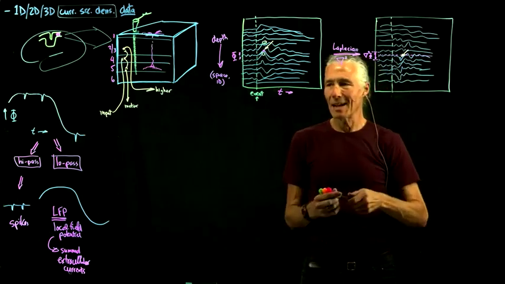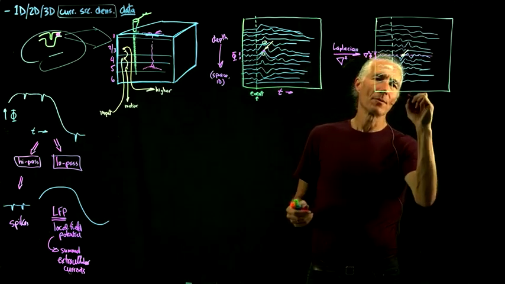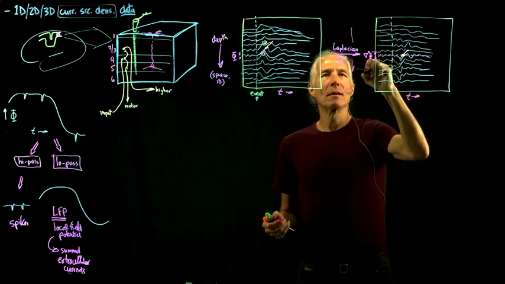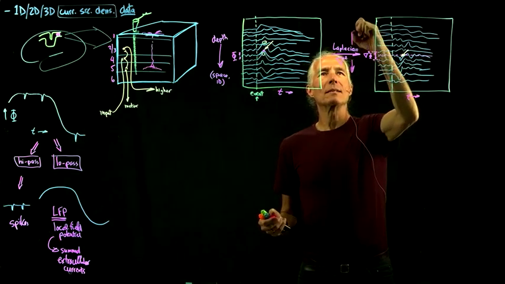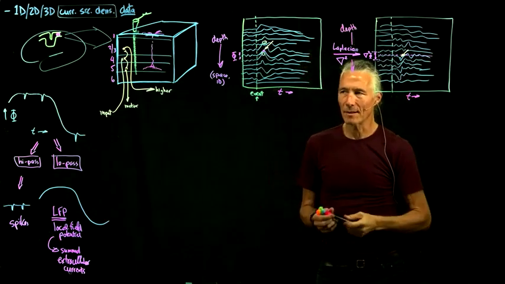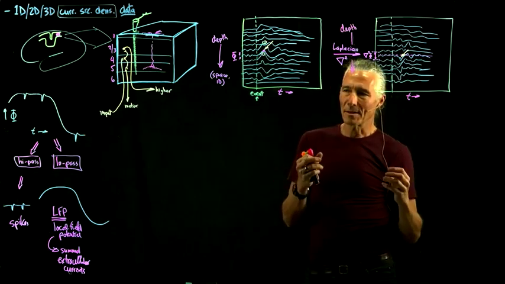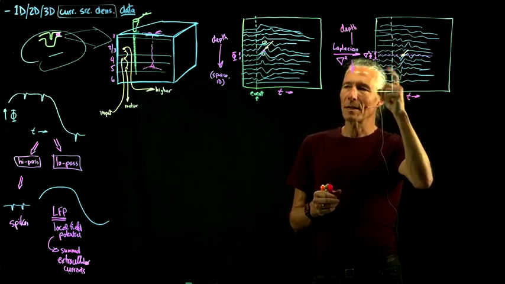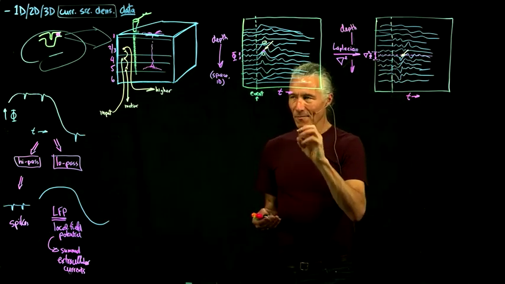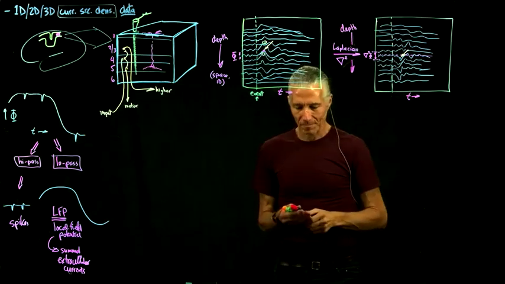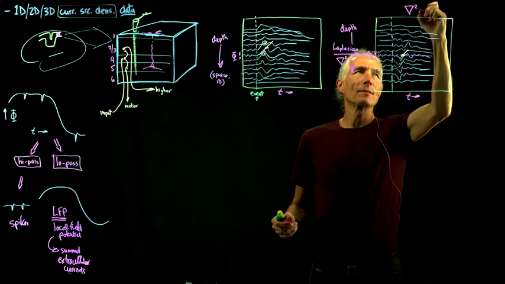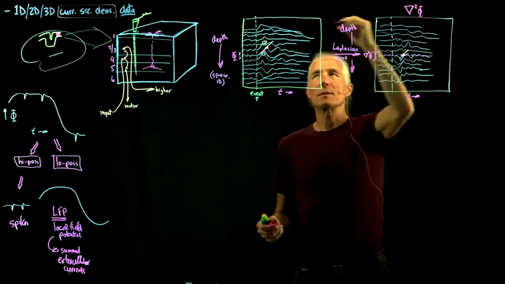at each point in time, so it's still time here, and it's still depth. So at each point in time, for every depth, what is the current source density, meaning is current disappearing in that part of the cortex, or just erupting out of the inside of cells. So here's our Laplacian, the second spatial derivative of the potential, and here's the potential.